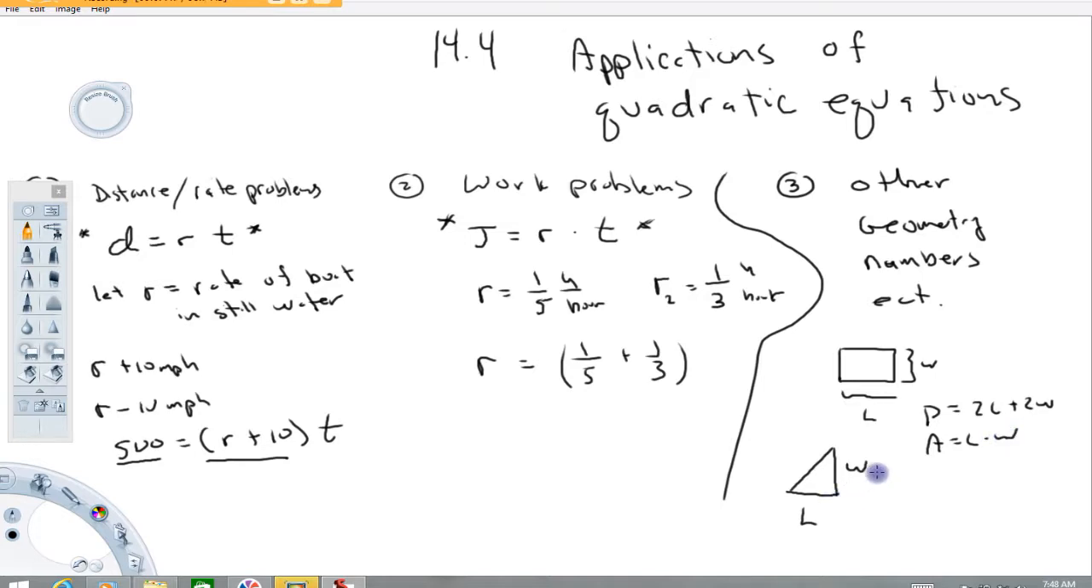Over here, if I wanted to write an equation for the perimeter of the triangle, we would need to calculate the side. Well, that can be done by the Pythagorean theorem: square root of L squared plus W squared. Hopefully you're familiar with that. In this case, the equation for perimeter would be L plus W plus the square root of L squared plus W squared. Or the equation for the area is 1/2 L times W.